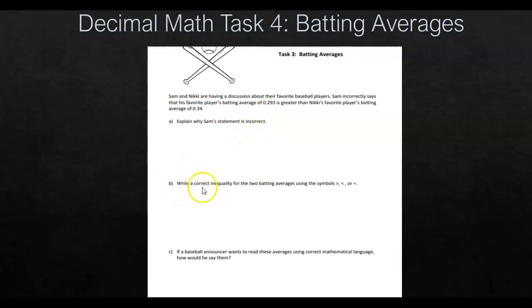Then B, write a correct inequality for the two batting averages using the symbols less than, greater than, or equal to. And C, if a baseball announcer wants to read these averages using correct mathematical language, how would he say them? We're first going to discuss part A and look at 3 students' solution paths to finding out the answer.